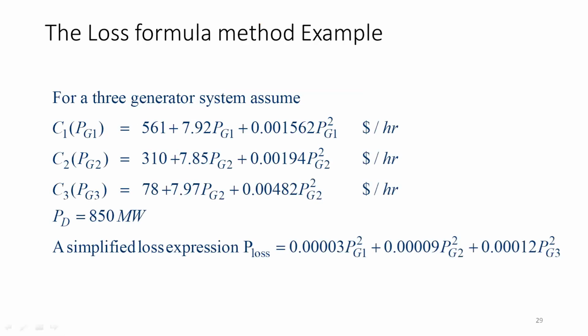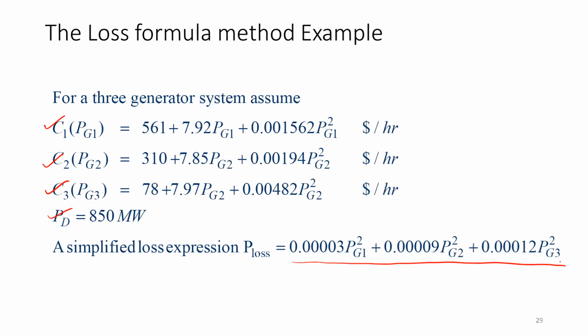So the best way is, let's take an example. Okay? So we learn using an example. We are familiar with C1, C2, C3. We have no problem with that. We are given 3 expressions of 3 generators. We have our PD, total demand is 850. All we need is my P loss. So you see now, P loss is some quadratic function of your PG1, PG2, and PG3.